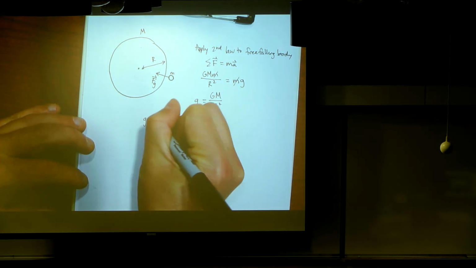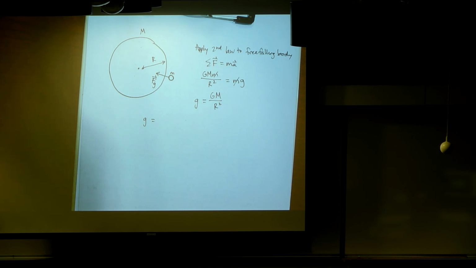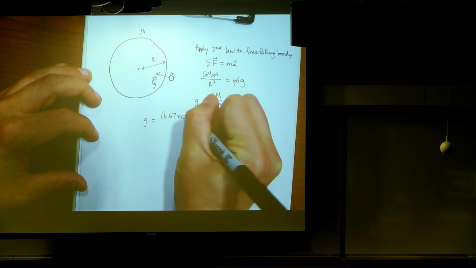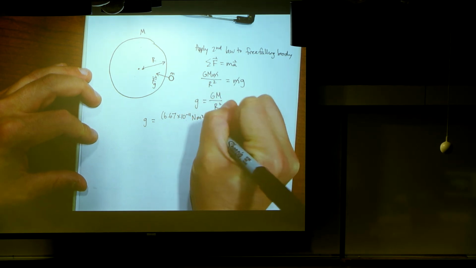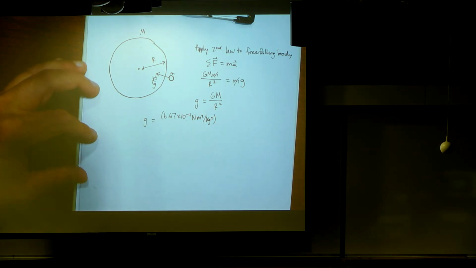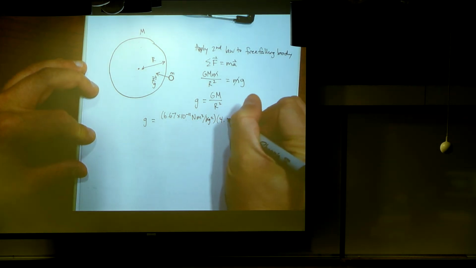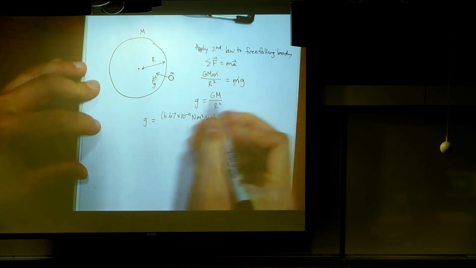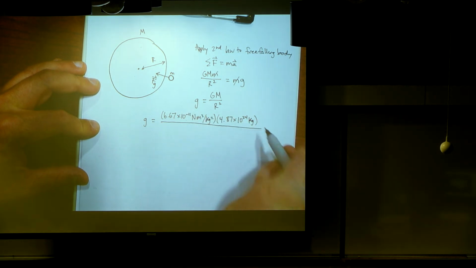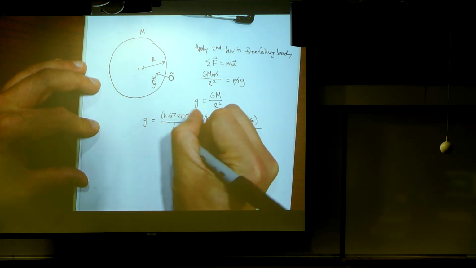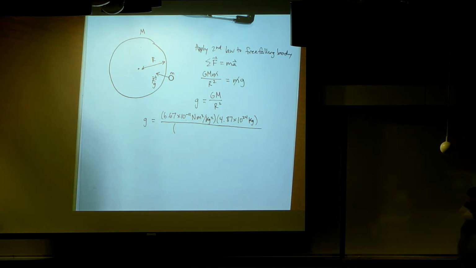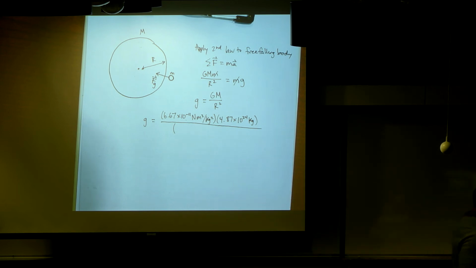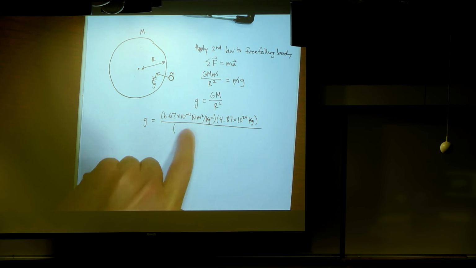So let's put the numbers in. Big G is 6.67 times 10 to the minus 11 newtons times meters squared per kilogram squared. The mass of this planet is 4.87 times 10 to the 24 kilograms. So now I'm going to divide by the radius of the planet squared. First of all, that's got to be converted from kilometers to meters, for the same reason as before. We have meters up here, we need unit consistency.